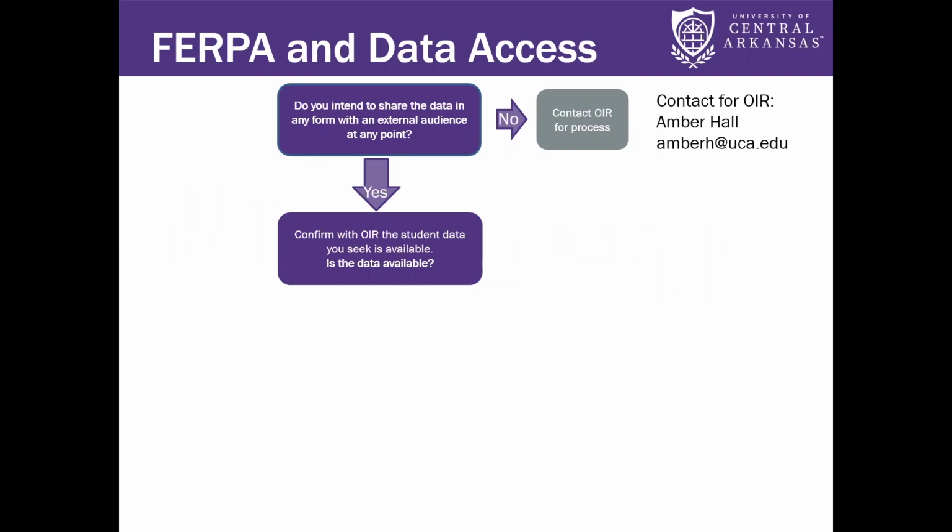So this is kind of our little flow chart of how to get a designated school official. The first thing you want to ask is, do you intend to share the data in any form with an external point? If you do not, you're just going to contact me, because you can still get access to data on students for an internal process, but we just go through a non-formalized procedure. I'll go to the provost after you give me a little bit of information, see if you can have it. She'll sign off, and then we go that route.